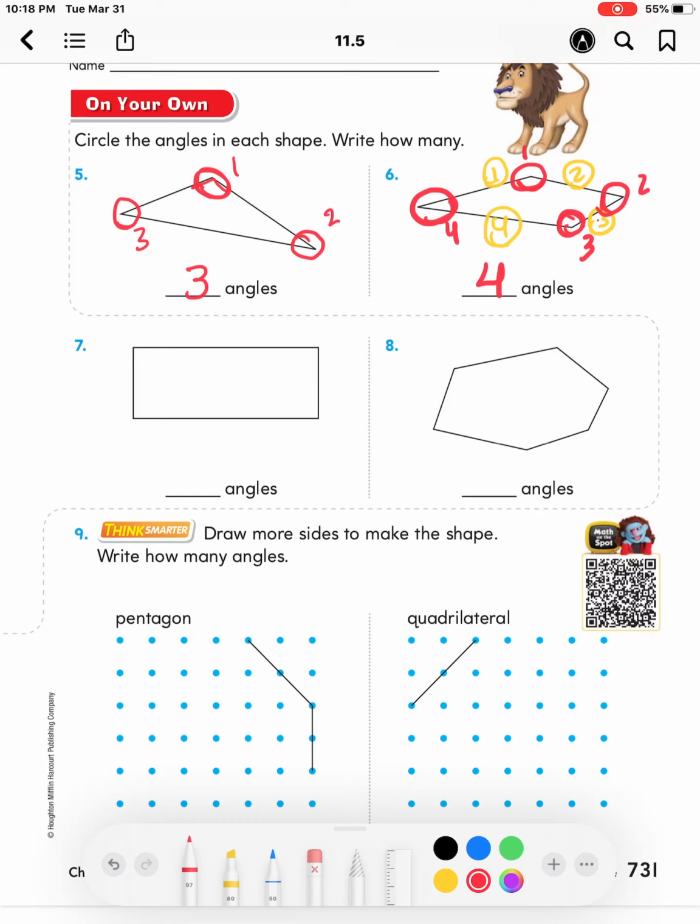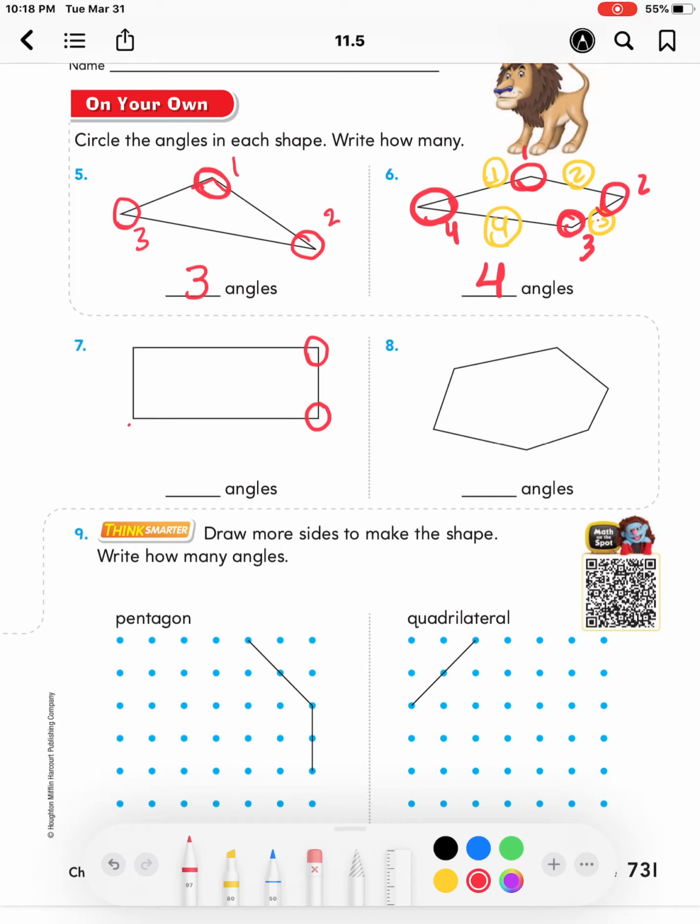Now, question number 7. This is so clear. We have here a rectangle. When two sides meet together, they form an angle. And actually, rectangle means 4 angles, okay? But this is a secret between us, okay? So, let's circle the angle.